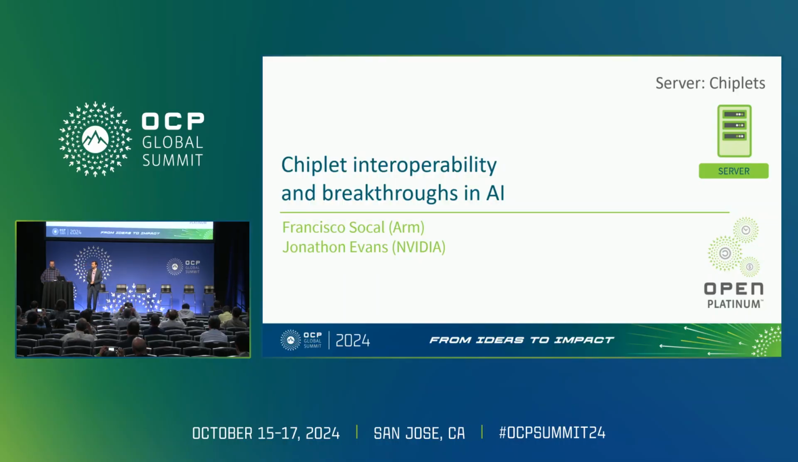Right. So breakthroughs in AI, how can we enable that using chiplets? And more importantly, how can we do that whilst maintaining chiplet interoperability? Well, that's what we have been doing with AMBA CHI chip-to-chip and what we want to talk to you about today. I'm Francisco, a product manager at ARM. I'm also here with Jonathon from Nvidia. And yeah, let's get down to it.